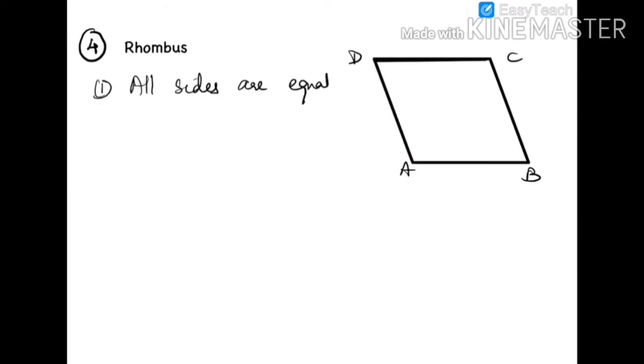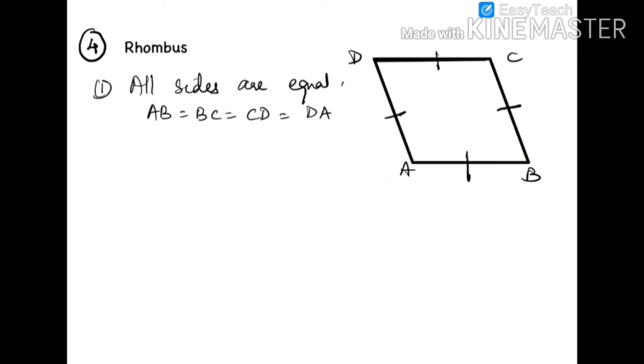The fourth type of quadrilateral is called a rhombus. In a rhombus, all sides are equal. So AB equal to BC equal to CD equal to DA. And we know that in a square also all sides are equal. So is a rhombus a square? No, because the angles of a rhombus are not 90 degrees.